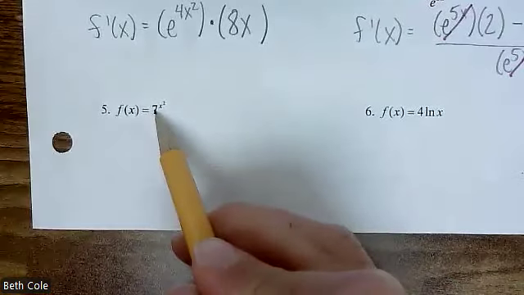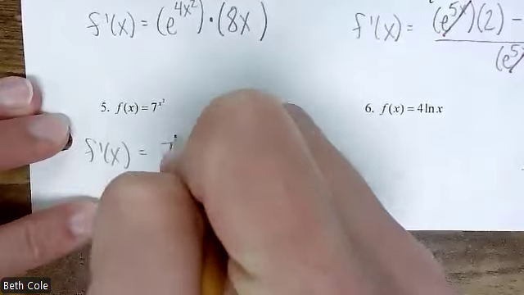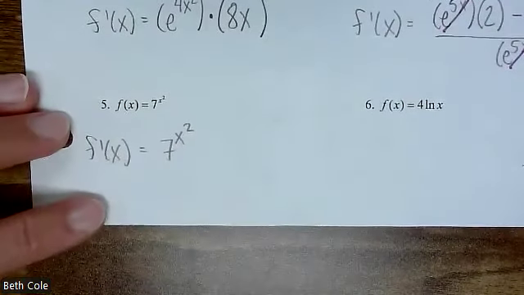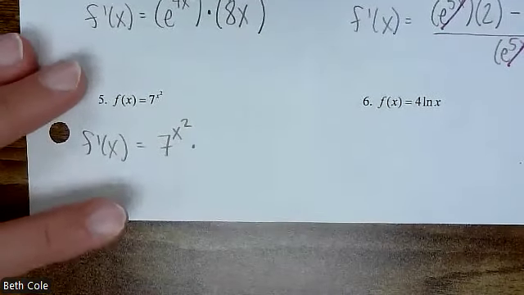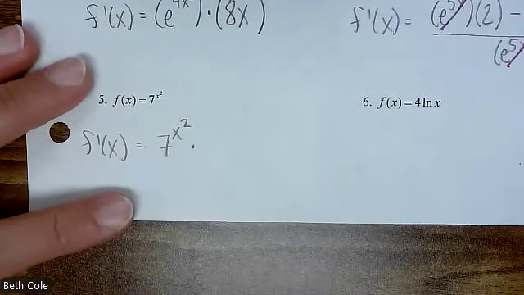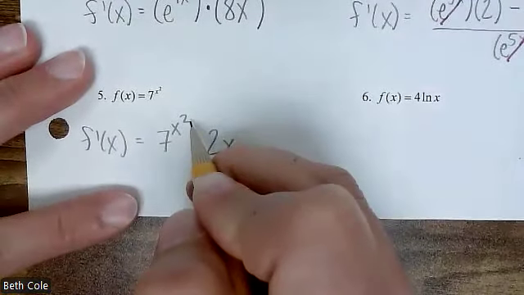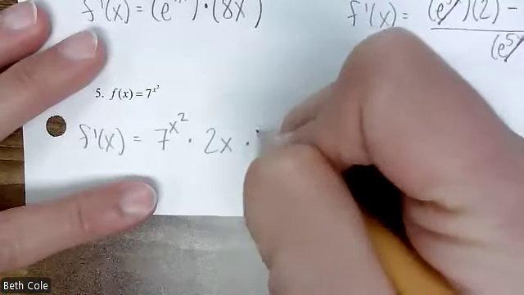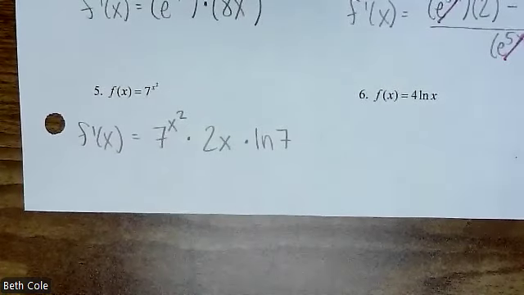So do you see how this one's not e? It's 7. Okay, so it's going to be itself just like e. And then there's a chain rule. You would chain on what for your chain rule? 2x, the derivative of x squared. And then you just multiply on an ln of whatever that base number is. So in this case, 7. Again, it's not hard, but it is one more thing to remember.